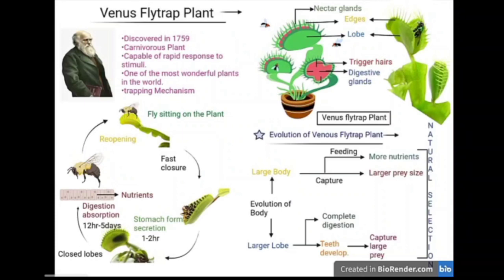The Venus flytrap plant has a classification: kingdom Plantae, phylum Tracheophyta, class Magnoliopsida, order Caryophyllales, family Droseraceae, genus Dionaea, and species muscipula. So its scientific name is Dionaea muscipula. As it eats insects or collects its nutrients from insects, it is called a carnivorous plant.